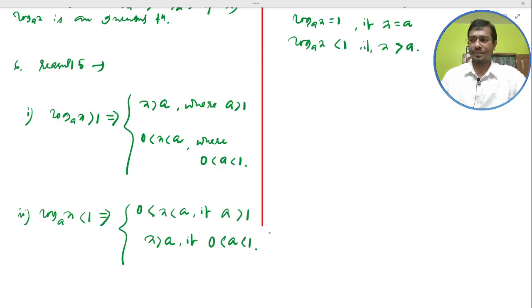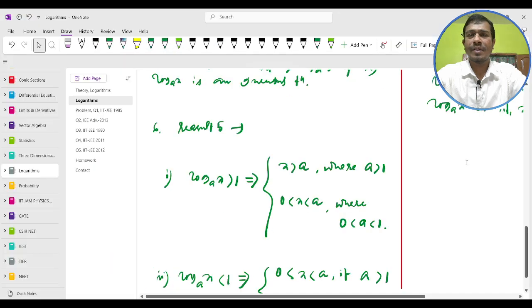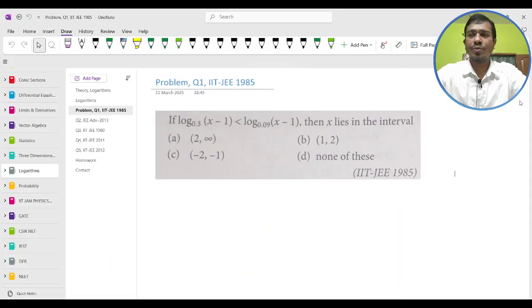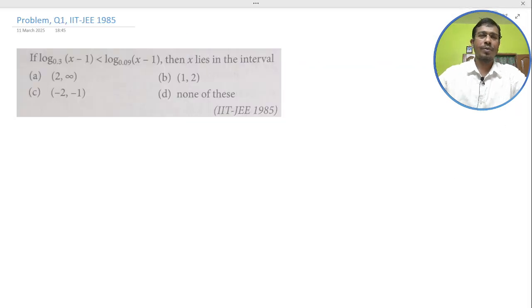Finally, we now complete our chapter summary in a nutshell. Now we just move on in our lecture to the problem discussion part. I said earlier that in logarithm, recent questions are not coming in JEE Main 2020 or 21, 22, 23, 24, etc. So the first question is from the IIT JEE 1985.